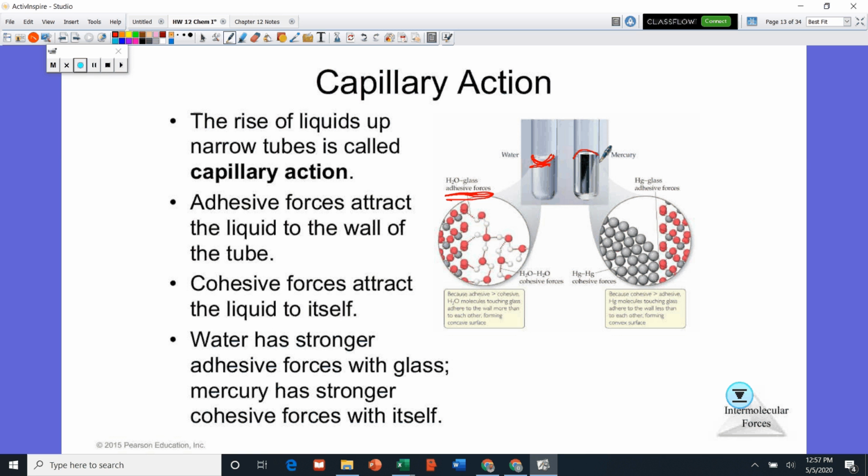If it's a convex, that means the molecules of the substance want to stick more to each other, so that is cohesive. Cohesive attracts the liquid to itself. Adhesive attracts the liquid to the container.